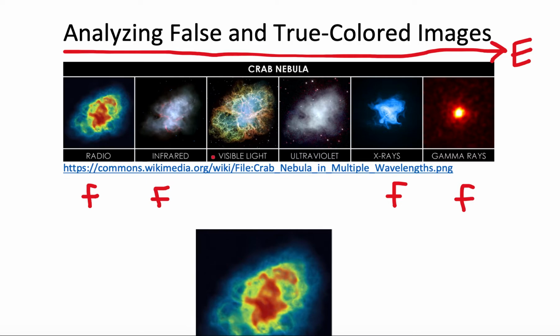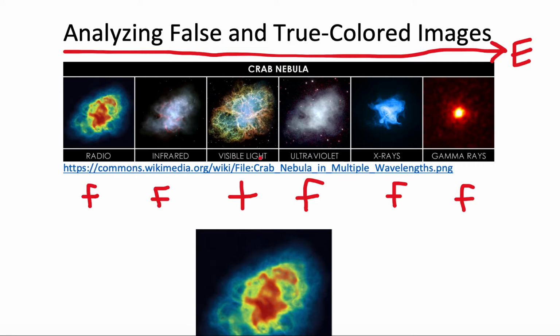Now let's concentrate on the visual wavelength band. Out of all of the images that we're looking at in different wavelength bands, the visual wavelength band is the only one that's a true color image. All the rest of them are false colored images. What this means is you could go to the Crab Nebula and take a photo of it, and this is what you would see in the visual wavelength band.